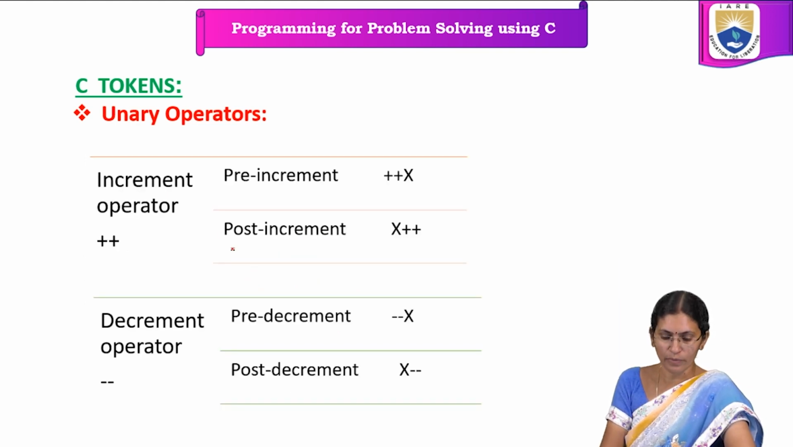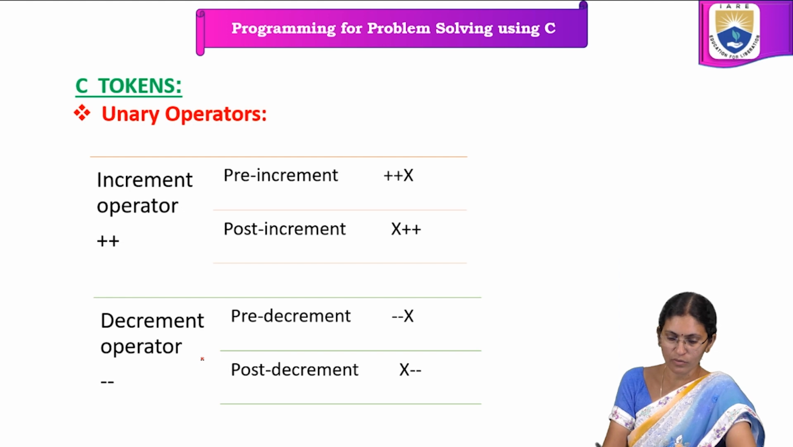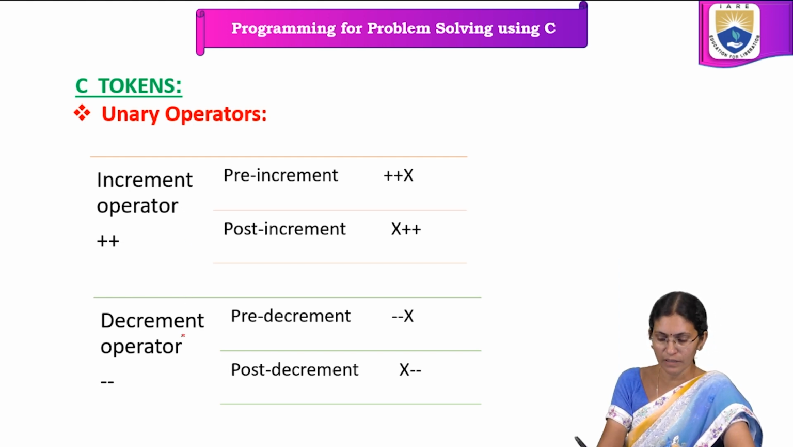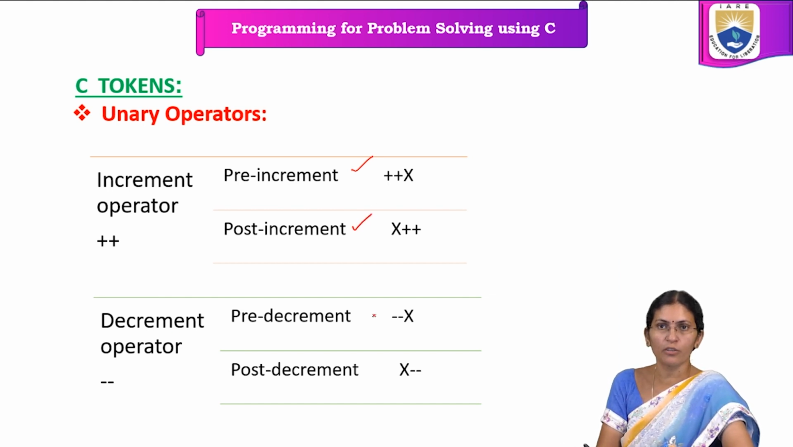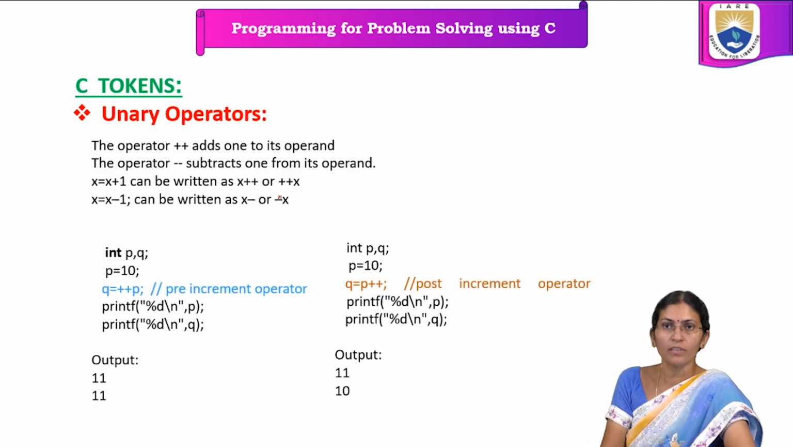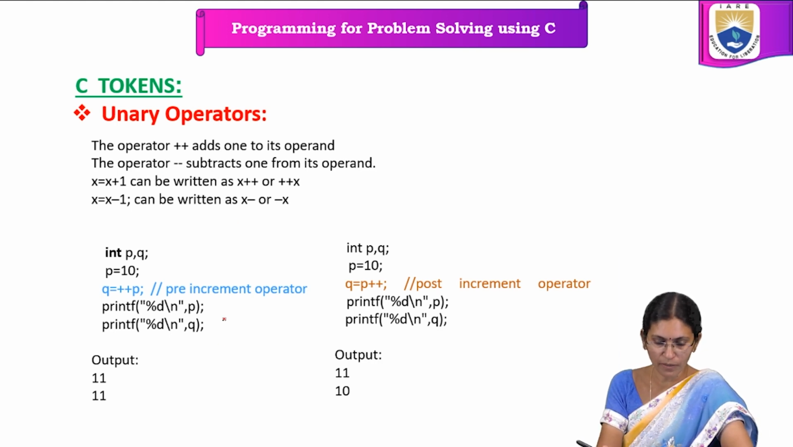Next is the increment operator and decrement operator. Again we have two types: pre-increment and post-increment. Even for decrement, we have pre-decrement and post-decrement. So how do these two operators behave? Let us see with the help of an example.